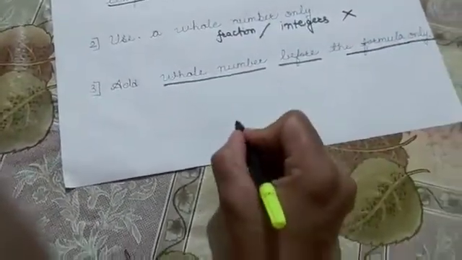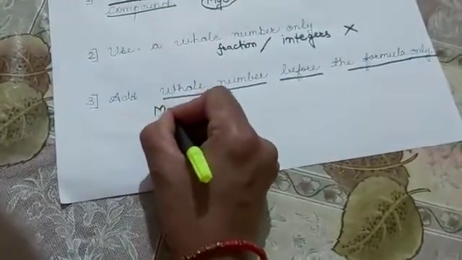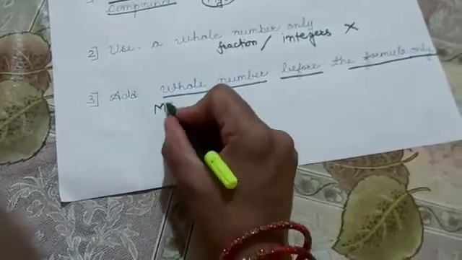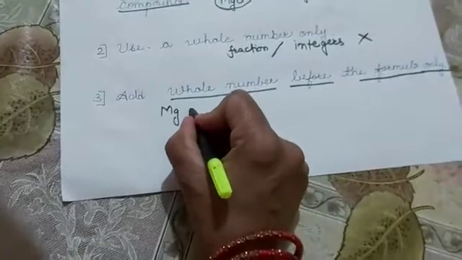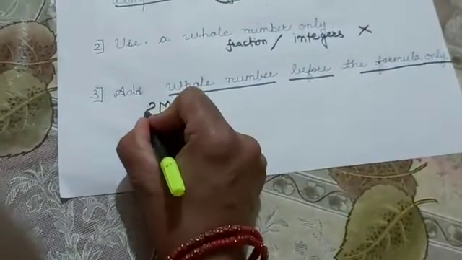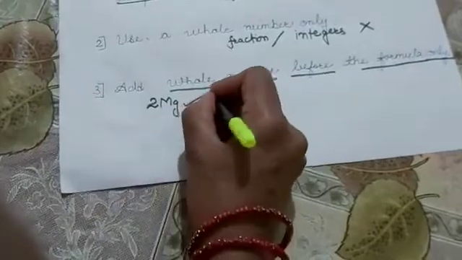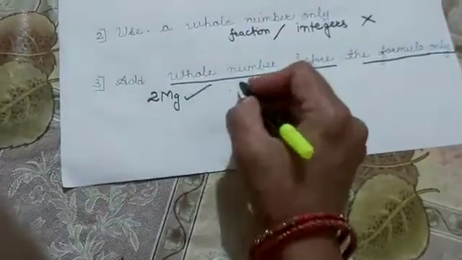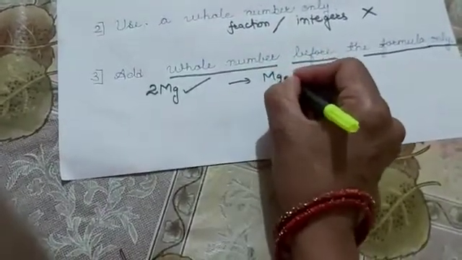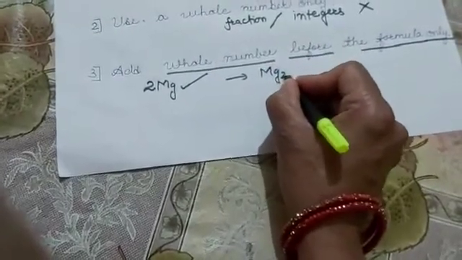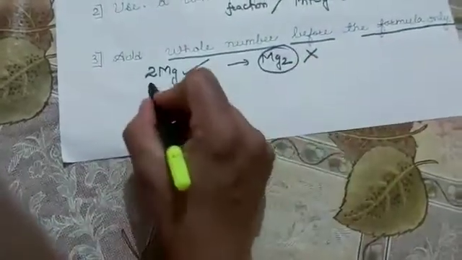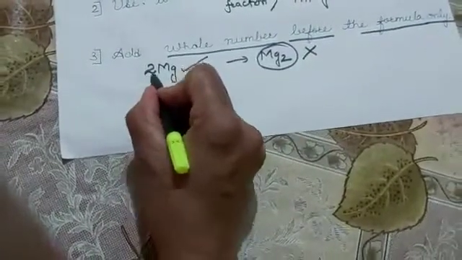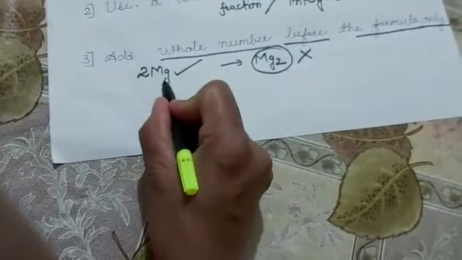Let's take an example of this equation here. Here I have used Mg. If I have to increase the number of magnesium atoms, then I can write a number before the symbol of magnesium. That is the only possible way. If we try to convert it to Mg2 by putting the number 2 as a subscript, it will be considered wrong. So the correct way is to put a whole number before the symbol of that atom.